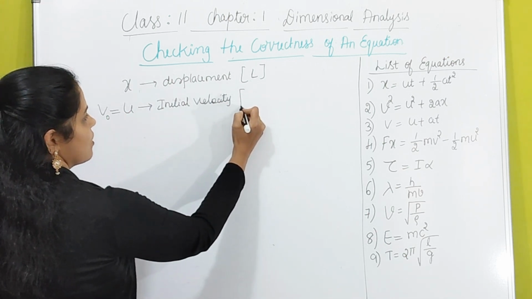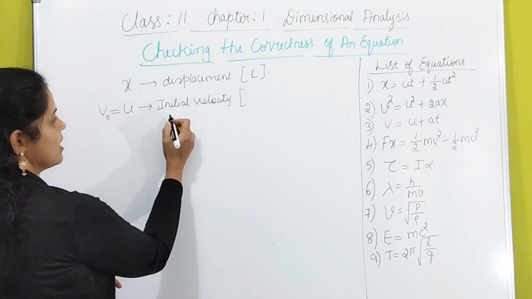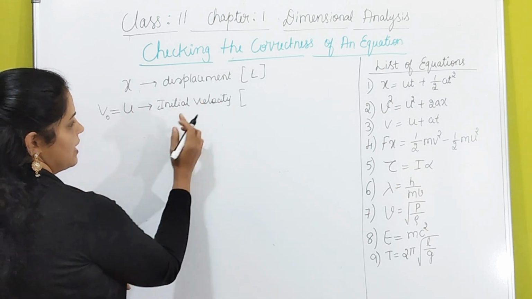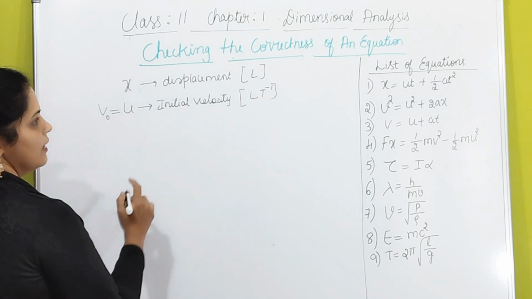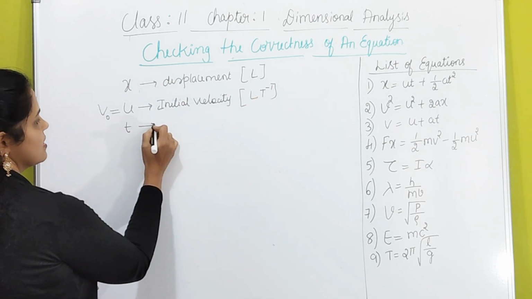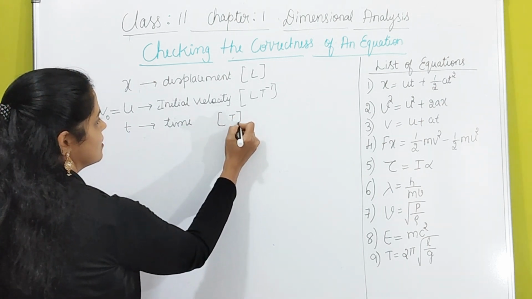So what is the dimensional formula of velocity? We know the definition of velocity as displacement by time. So therefore it is L t minus 1. And the next term is t. We know that it is time. So the dimensional formula of time is T.